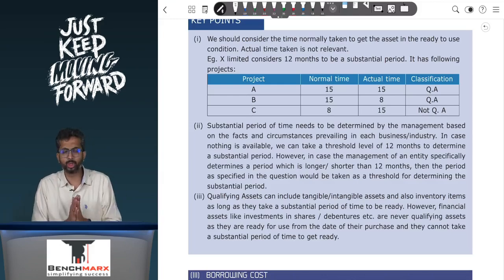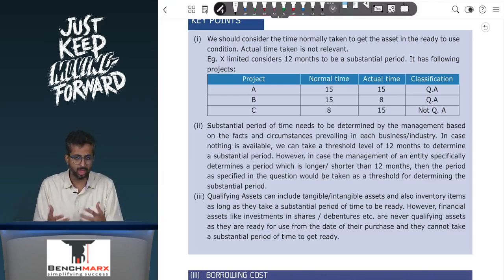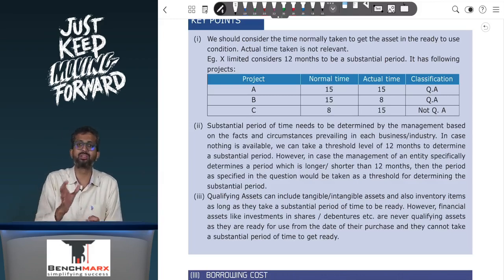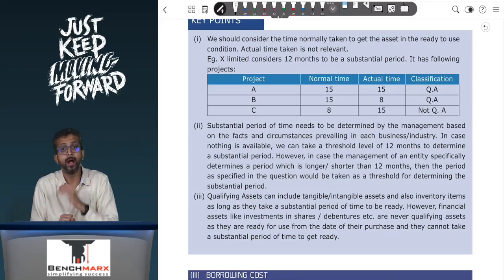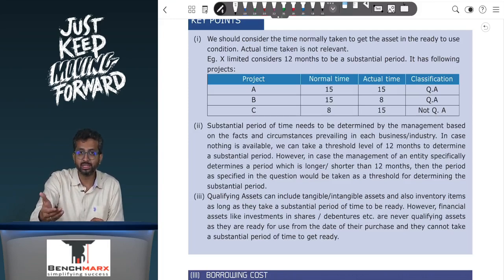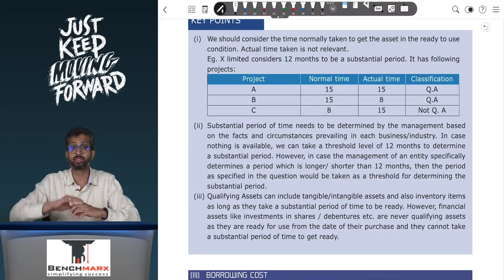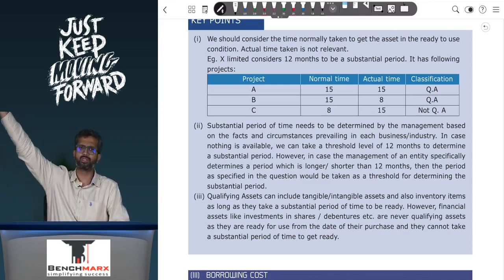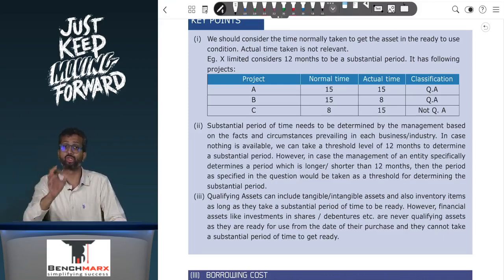An important point over here is, what if it is a financial asset like an investment in shares, investment in bonds, debentures? These are investments in financial assets. I don't have money. I take a loan and I use that money to invest in shares. Now, can shares be a qualifying asset? The answer is no. Why? Because the shares are ready. The moment you buy them, they come into your demat account. The shares are ready. It is like you are buying a house and you can stay in the house. Well, by the way, you might sell the house after 10 years, but the house is ready for use. In a similar way, you might sell the share after 10 years, but the share is ready.